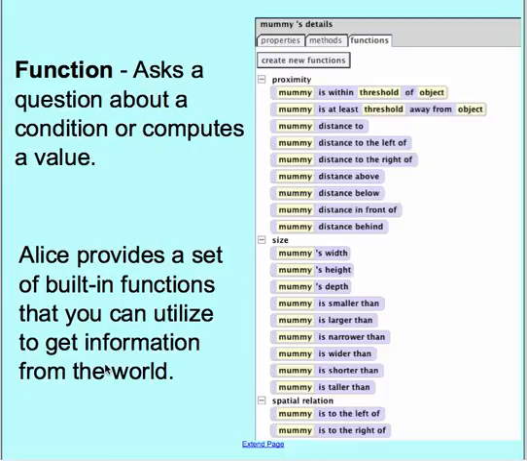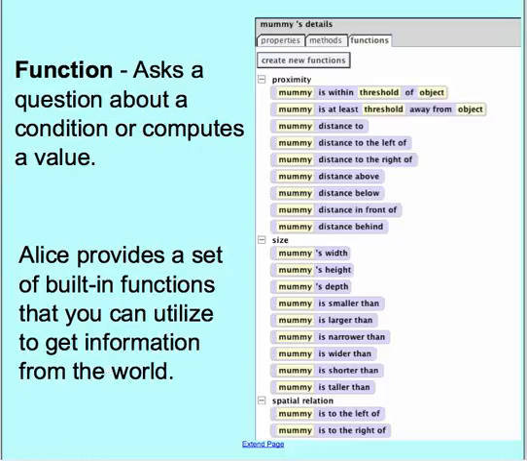And we'll talk about the definition of a function. And right here I have a screenshot of some of the built-in functions in Alice. At this point I'll probably talk about the categories of functions. So there's 5 different categories. You see a few of them listed here: proximity, size, spatial relation. We'll talk about the different categories, and my homework assignment is going to be related to those categories. Basically, how can they use a function in each category in a program.